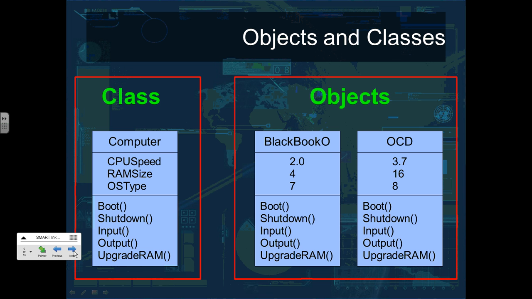Having defined your class, you can then start creating objects of that class. So having defined what a computer is, it's very easy to then create a computer called BlackbookO, which will have a CPU speed of 2 gigahertz, a RAM size of 4 gigabytes, and is running Windows 7, and then it can do all these things. And then I can create another object called OCD, which has a different speed and different details, but can still do the same things.